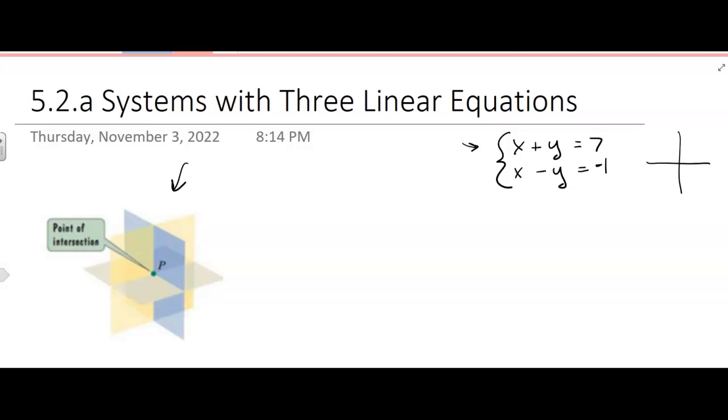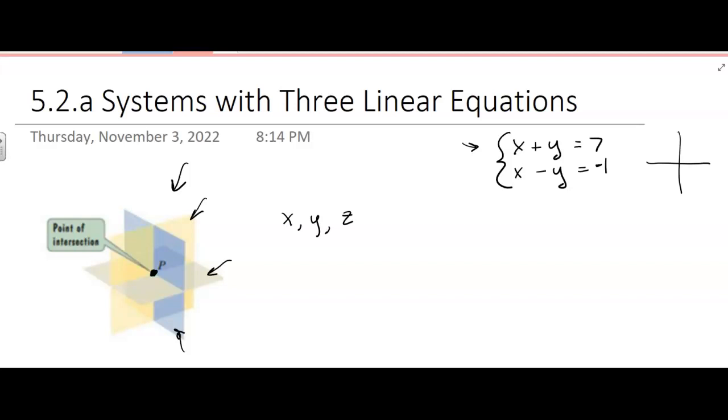So each plane is intersecting here. You have a yellow plane, a blue plane, and kind of this grayish plane, and they're all intersecting at this one point, and that's the solution to the system of equations, okay? So when we have three variables and three equations, we're going to go with x, y, and z.